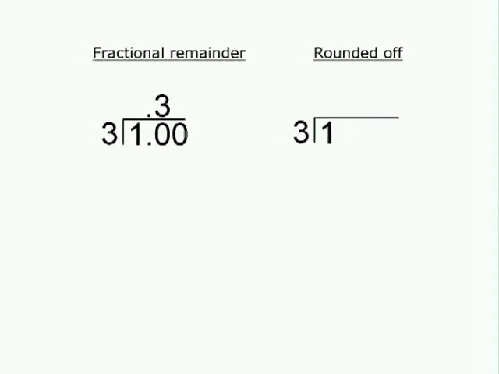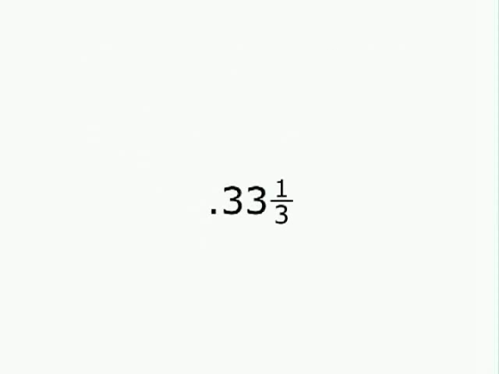3 divides into 10 3 times with a remainder of 1. Bring down your next 0, and 3 divides into 10 again 3 times with a remainder of 1. If we keep dividing, we're going to keep getting a remainder of 1, so we'll stop after 2 places, and here's how we write the remainder. We take it and write it as a fraction 1 over the divisor 3, or 1/3. This number may look a little strange, and you may not be sure how to read it. It's read as 33 and 1/3 hundredths.